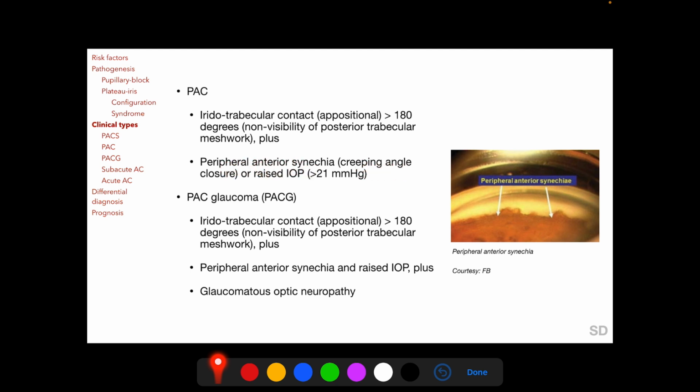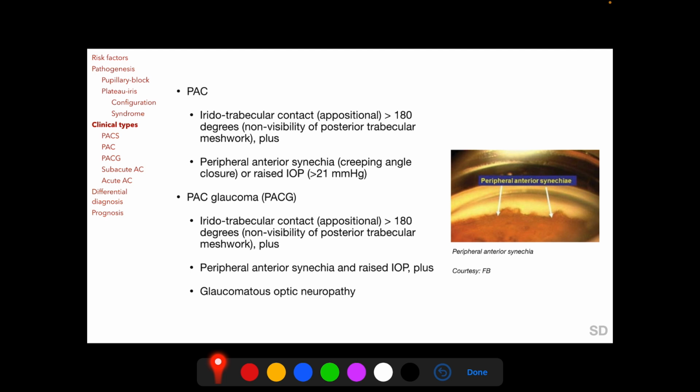This photograph shows peripheral anterior synechia, and asymptomatic progressive peripheral anterior synechia is also known as creeping angle closure. Unless and until an LPI is performed in this situation, this creeping angle closure can progress in extent and can ultimately involve the entire angle. And primary angle closure glaucoma patients have, in addition to appositional iridotrabecular contact, peripheral anterior synechia and raised intraocular pressure, glaucomatous optic neuropathy, with characteristic optic nerve changes and visual field defects.